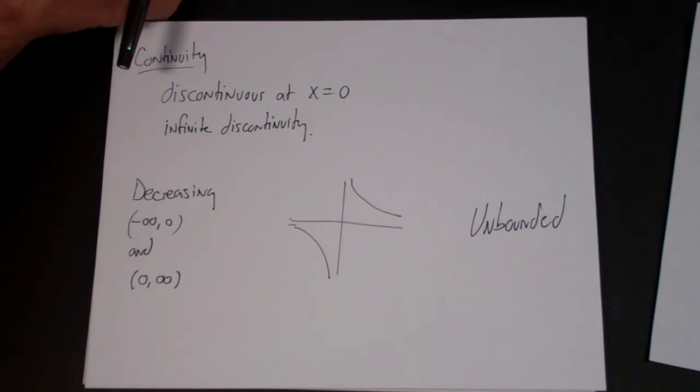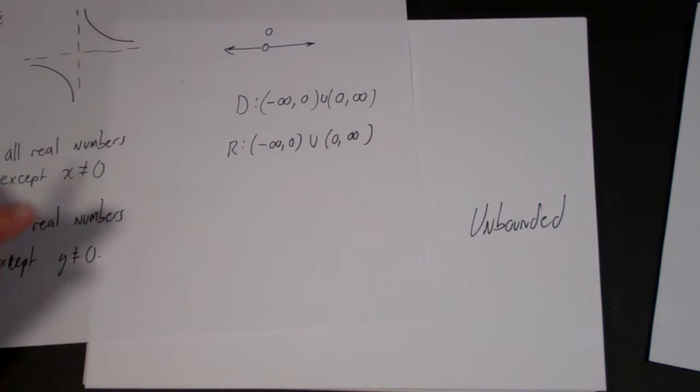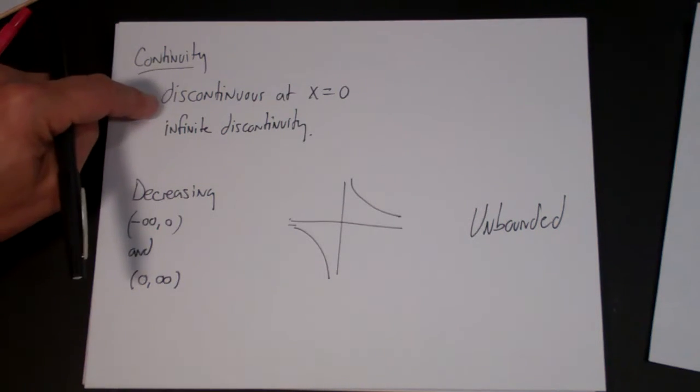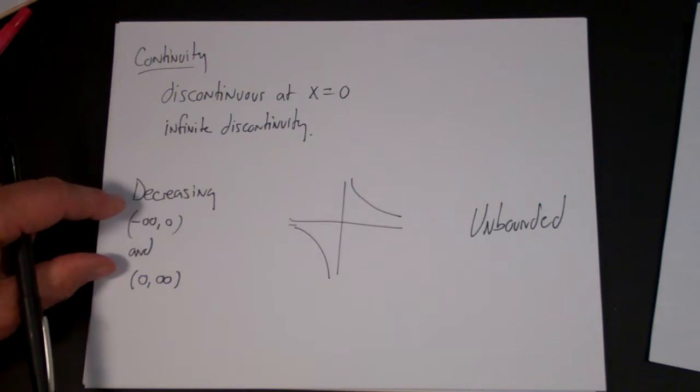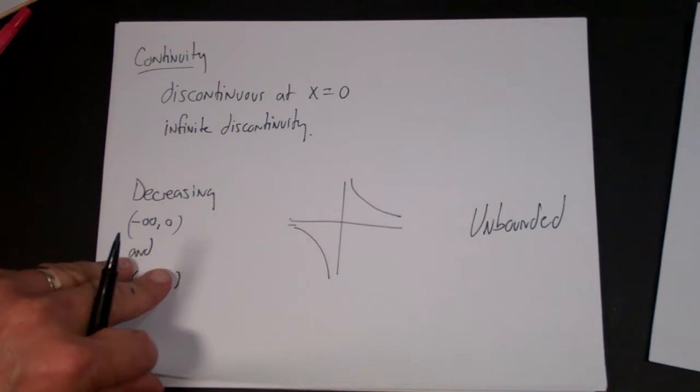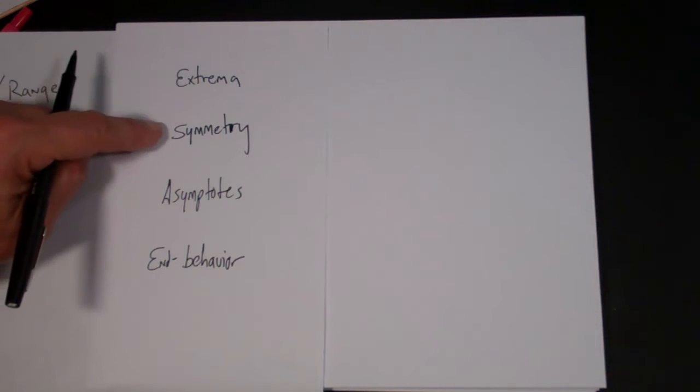So those are the first four properties. Here's the domain and range. Here's the continuity. It's discontinuous at x equals 0. Here's the increasing and decreasing. It's decreasing across the domain, and it's unbounded. Let's look at the next four. The next four are extrema, symmetry, asymptotes, and end behavior. Extrema has to do with whether there are maxes and mins, and there are no extrema here.